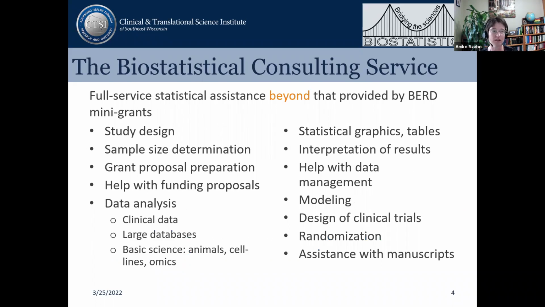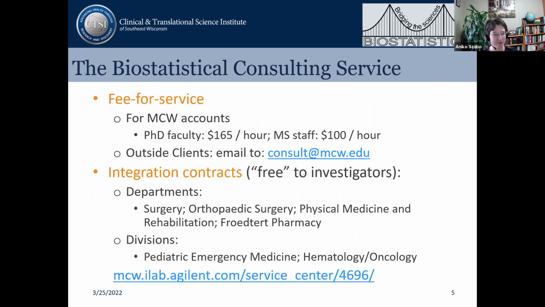But if you need more, for example, the Biostatistical Consulting Service definitely provides lots of assistance beyond what the BERD mini grants provide. We can also help with study design, but also with actual data analysis, data management, clinical trials, whatever you need help with statistically, we can probably do it. And if not, we'll let you know. In general, it is fee for service, and there are set rates for MCW customers. Outside clients have higher rates, but it depends exactly who they are.